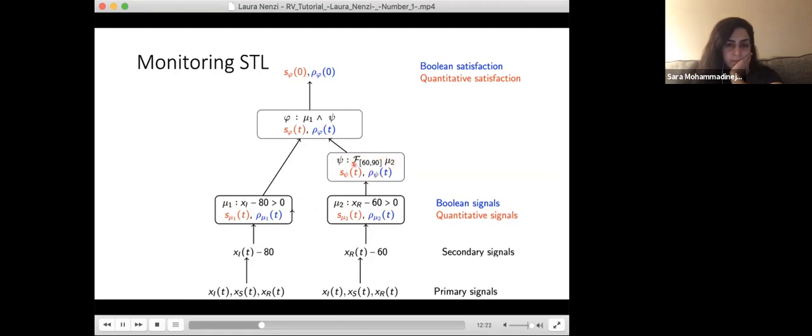So each operator has a specific algorithm that you compute with respect to the Boolean or the quantitative signal, and then you derive the Boolean and quantitative signal for the next nodes, and then you go up the tree of your formula until you reach the top, where there is the global formula. So at the end you have a Boolean signal for the Boolean semantics or a quantitative signal for the quantitative semantics. And then we say also that the trajectory satisfies the formula if the trajectory satisfies the formula at time 0.